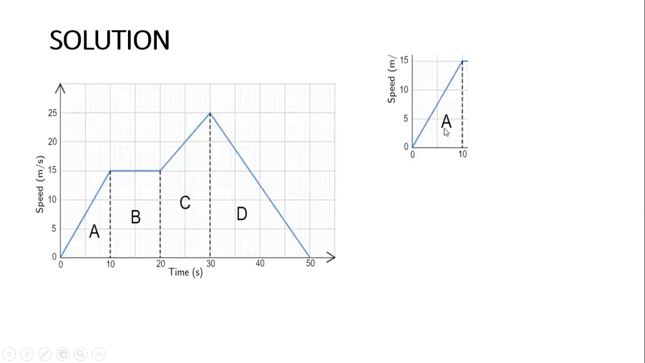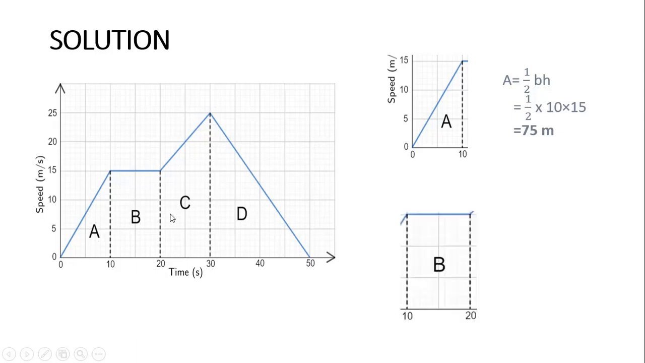So for the first one, this is the area here, okay? So area is equal to half multiplied by base multiplied by height. So base is from there all the way up to there, which is 10. Then the height is from there all the way up to there, which is 15. And you have found the area for this right angle triangle.